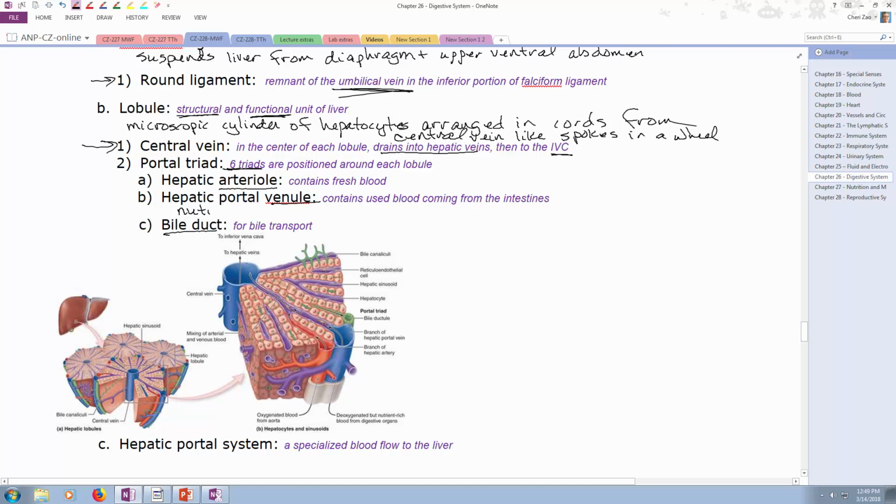So we'll put nutrient-rich, toxin-rich, O2 poor for the blood in the hepatic portal venule. We'll stop there because it is time for you guys to go. We'll talk more about this structure and how things flow in the liver and how things are processed because of that.